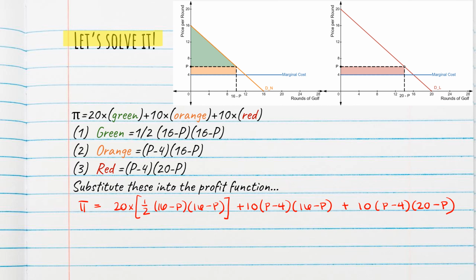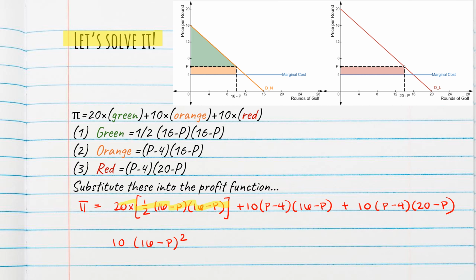I want you to recognize that this is not a fun thing to simplify. I'm going to start with this 20 and 1/2. So the 20 and the 1/2 becomes a 10. So I'll rewrite this as 10. I'll also note that I have a 16 minus P all squared. So I'll write that as 16 minus P squared. And that was this whole term here that I just sort of dealt with.